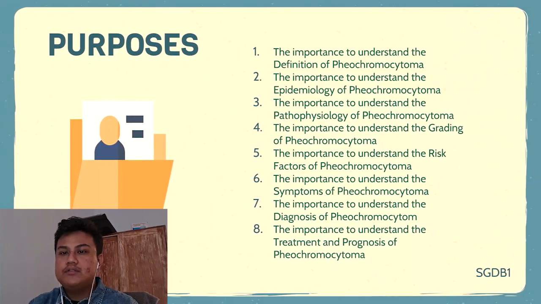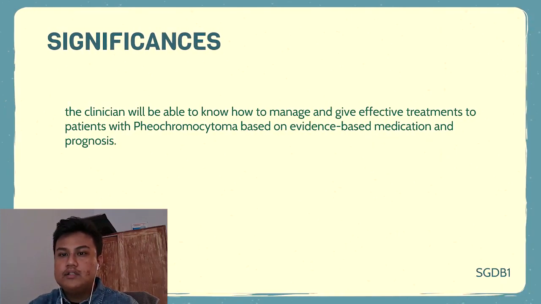The purpose of this student project is to understand the definition, epidemiology, pathophysiology, grading, risk factor, symptom, diagnosis, treatment, and prognosis of pheochromocytoma. For the significance of this student project, the clinician will be able to know how to manage and give effective treatment to patients with pheochromocytoma based on evidence-based medicine and prognosis.